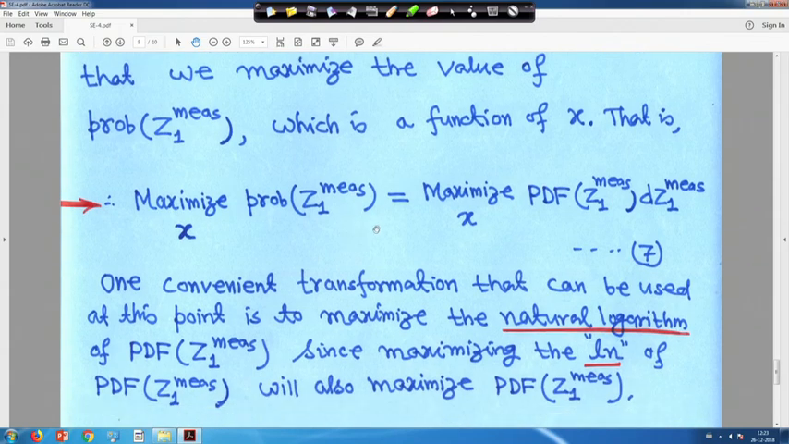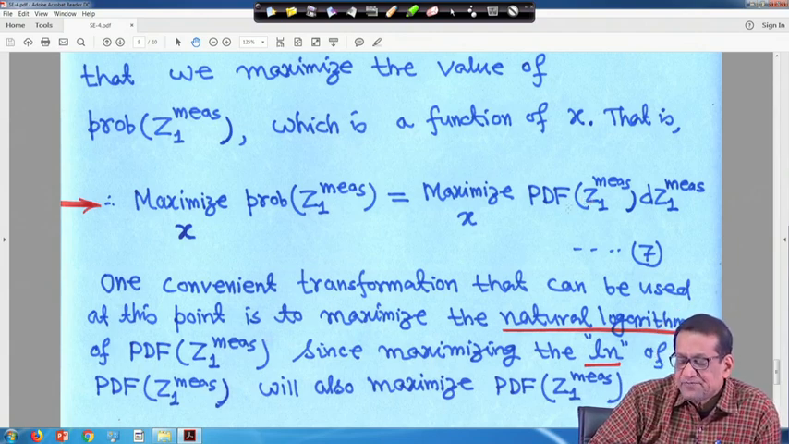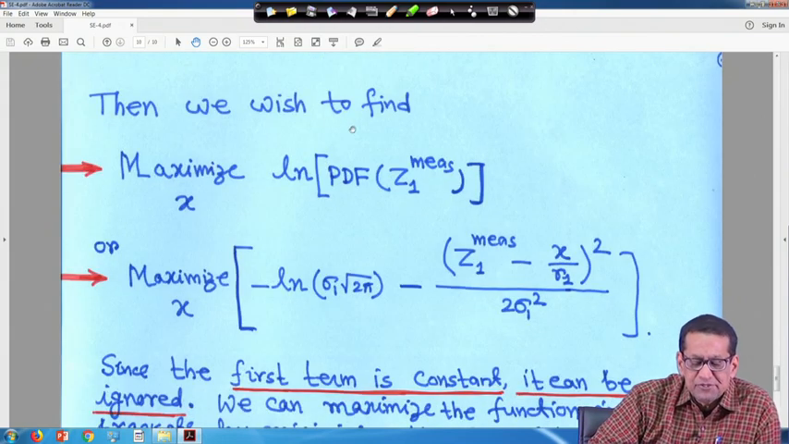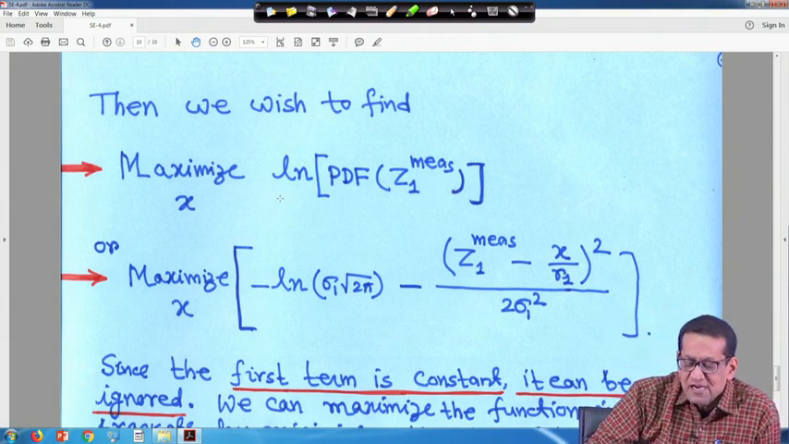Now, how to maximize this? Things are very simple. One convenient transformation that can be used at this point is to maximize the natural logarithm of PDF Z1 measure, since maximizing the ln, that is the natural logarithm of PDF Z1 measure, will also maximize the PDF of Z1 measure. If you take its natural logarithm, it will be the same thing. So we wish to maximize the natural logarithm of PDF Z1 measure, from which you can find out the true value.